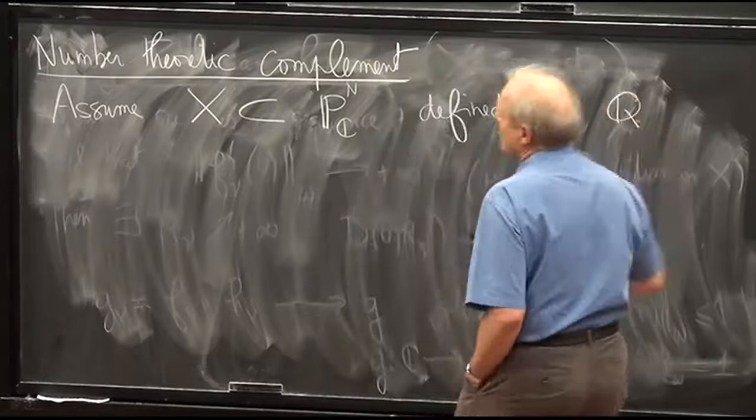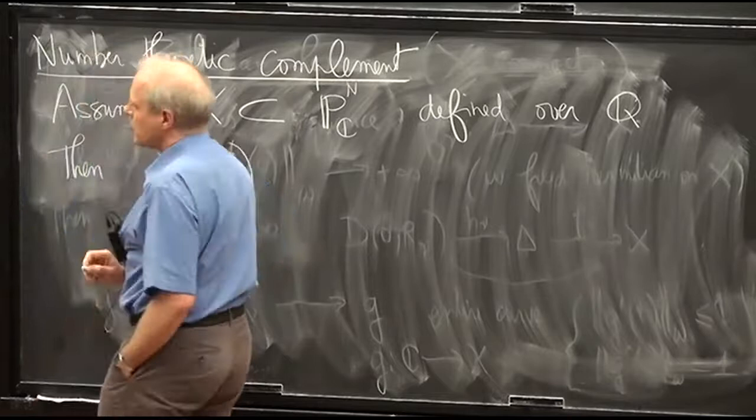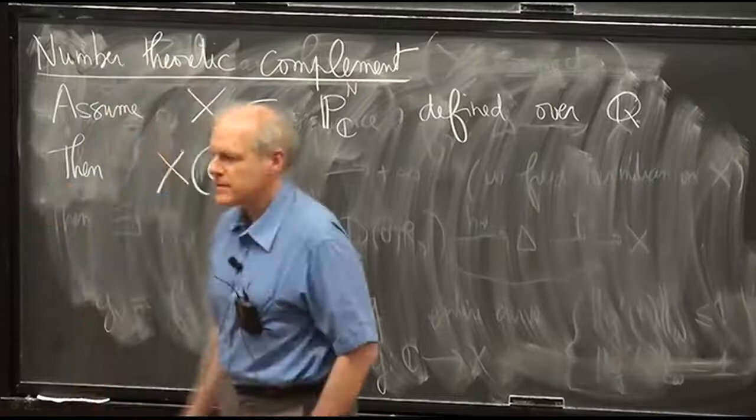Then you look at the rational points, and then the conjecture is that the rational points will be contained in Y except for finitely many points. It's contained in Y union a finite set.